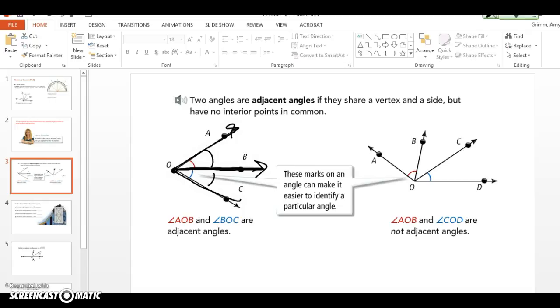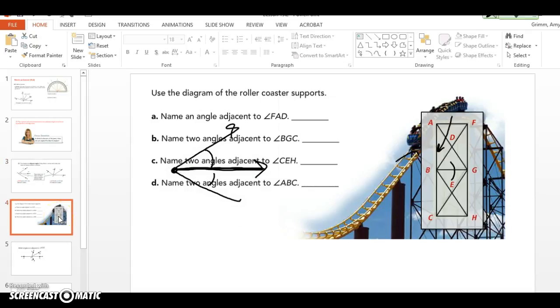So these two are not adjacent because they are not sharing that side. You have to be able to share those two arms. Like Jason will never be able to get out of his brain again. The rest of you aren't going to be able to get out of your minds either.